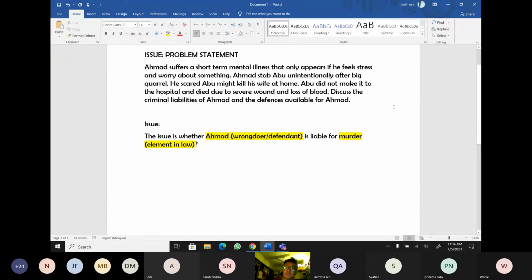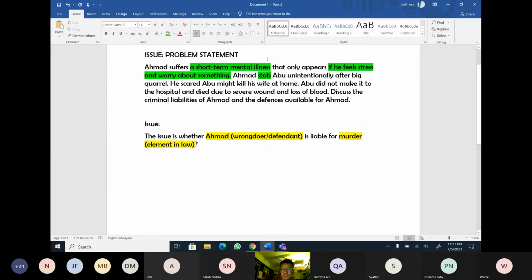Based on this one, you just tengok situ that the first thing you see is the term mental illness kat sini. So be a student, you have to make sure that you highlight the key point. So this is the first key point. Short term mental illness. Kena letak juga short term ni. That only appear if he feels stress and worry about something kan, tak? So this is the point.